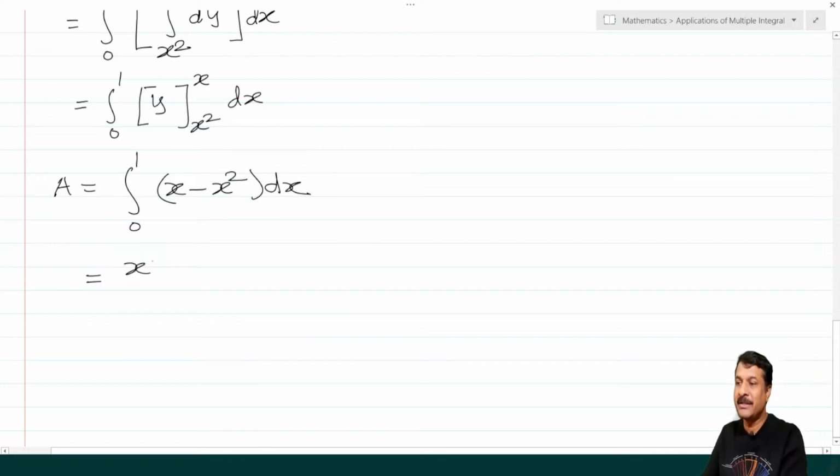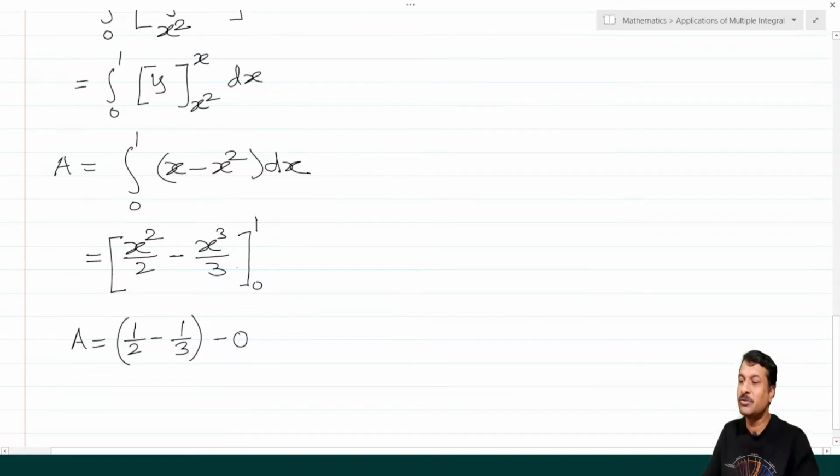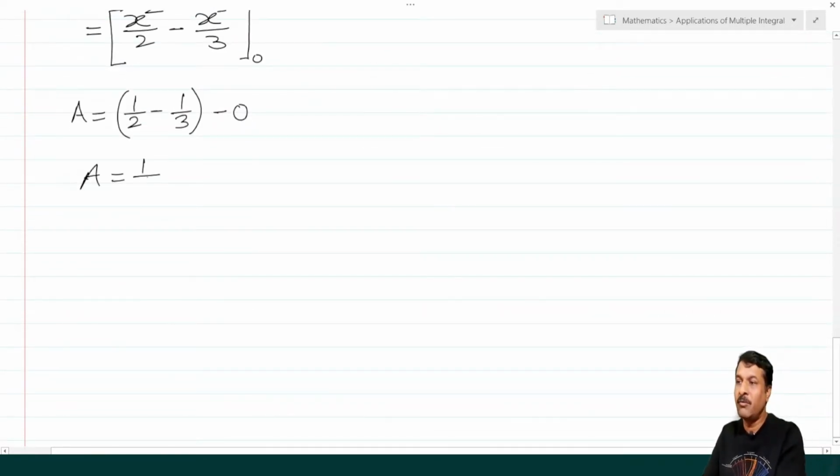So I am getting x square by 2 minus x cube by 3, lower limit 0, upper limit 1. So area equal to, upper limit is 1, so 1 by 2 minus 1 by 3 minus 0, because the lower limit is x equal to 0. So I am getting the required area as 1 by 6. So the required area is 1 by 6, which is your required answer.